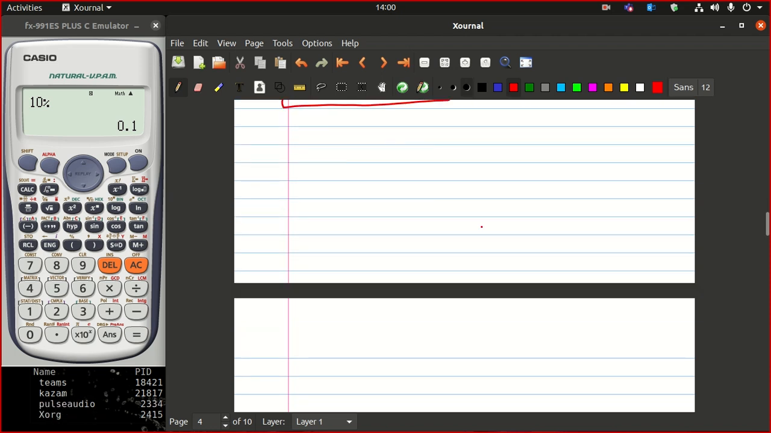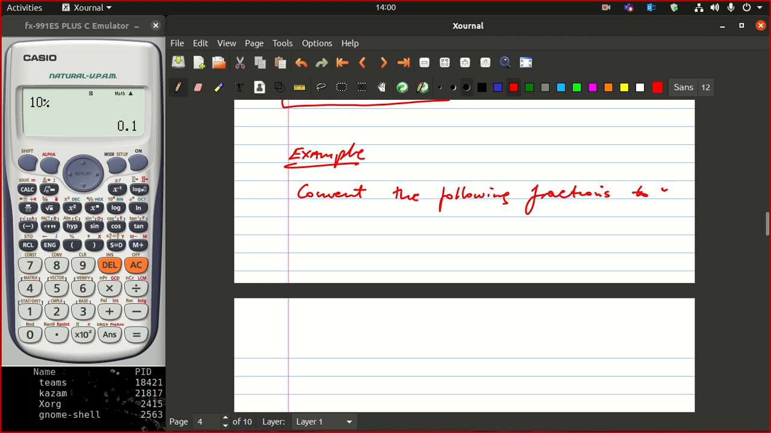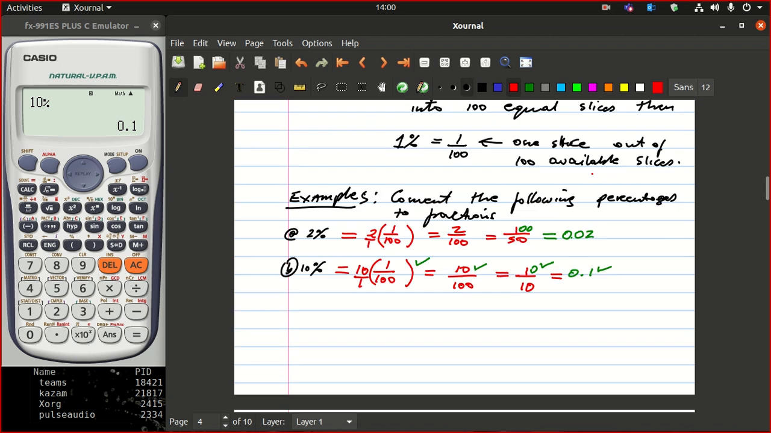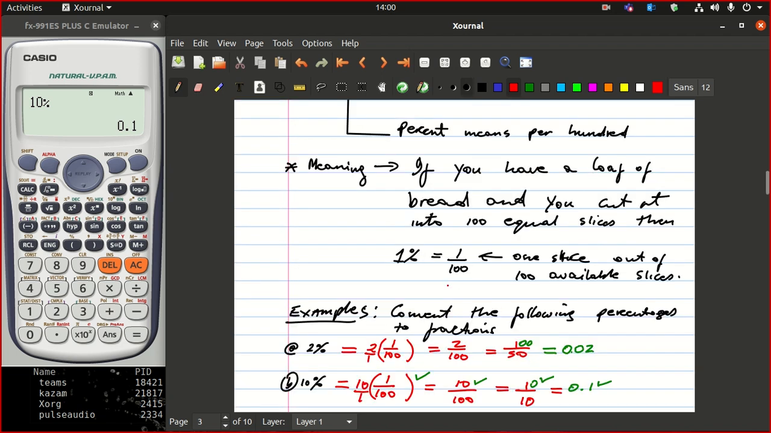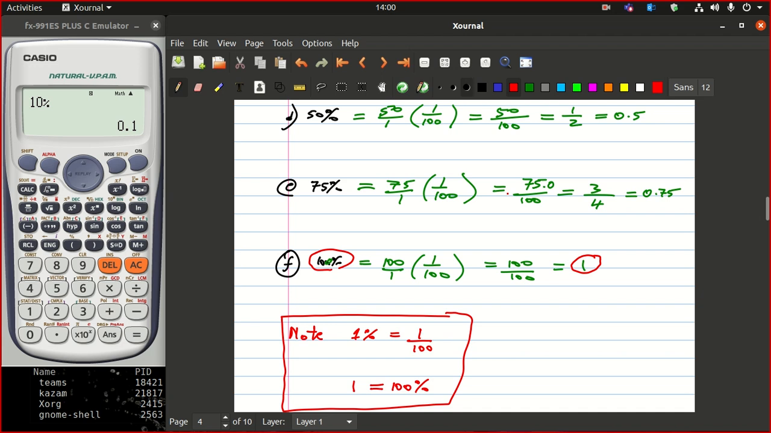Let's take some examples also. So we have a nice example here. The example is saying convert the following fractions to percentages. In other words, if I give you this fraction, can you actually tell us how this can be written in percentage form?